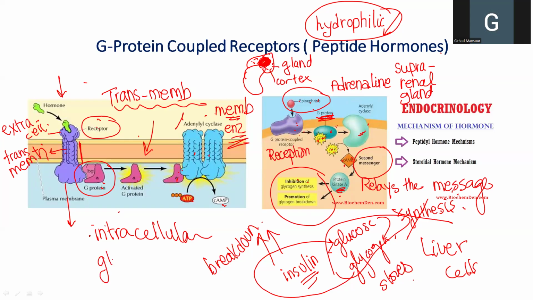Synthesizing glycogen is called glycogenesis, whereas breaking down glycogen that is stimulated by epinephrine is called glycogenolysis.